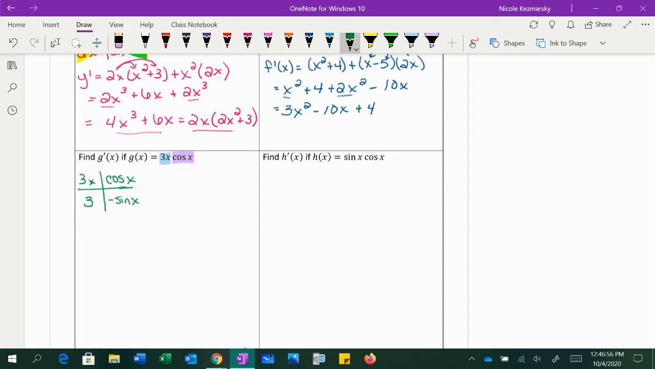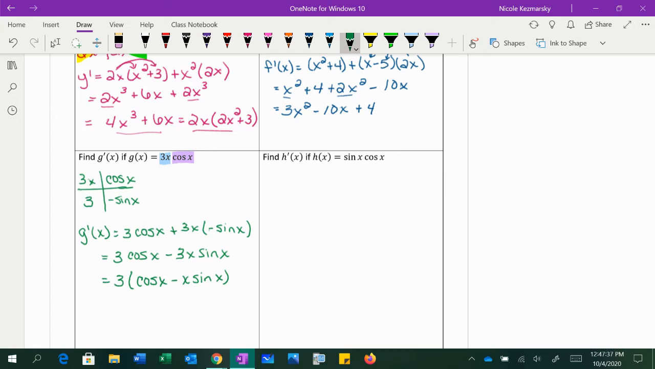Then I'm going to do my diagonals. So I'm going to say g prime of x. Start in the lower left and say 3 cosine of x plus 3x times negative sine of x. When there's trig involved, there's usually not much to clean up. What I could do is say 3 cosine of x and then bring that negative out, make it minus 3x sine of x. If I wanted to factor something, I could factor out that 3, make this 3, and then cosine of x minus x sine of x.